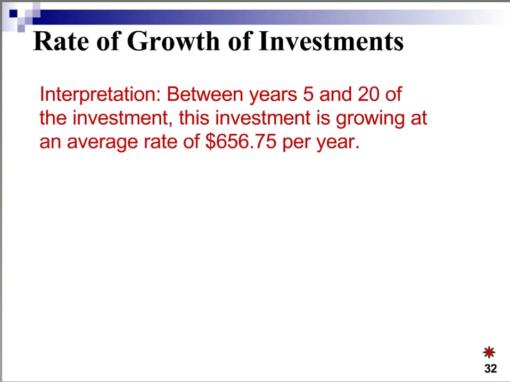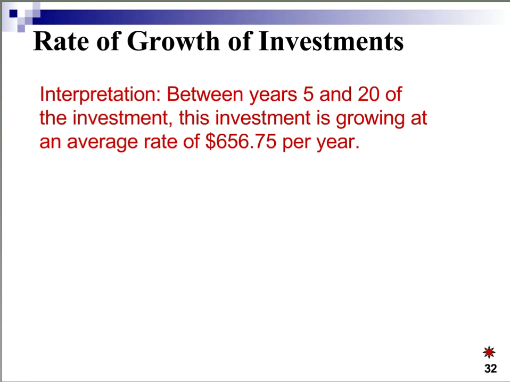Because this is a rate of change calculation, we need to be careful with the units. So we would say the following: between years 5 and 20 of this investment, that investment is growing at an average rate of $656.75 per year. So again, notice the dollars per year. The units are something per something. In this case, the vertical axis represents dollars of investment. The horizontal axis represents time in years, so the units are dollars per year. So on average, this investment is growing at that particular rate.